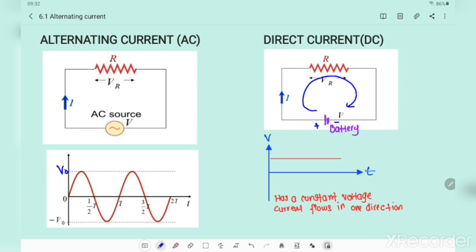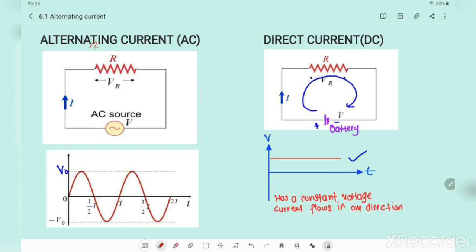The voltage across the resistor can be represented by a V-T graph. It has a constant voltage, so we can conclude that for direct current, the current flows in only one direction, with no change in direction and magnitude.